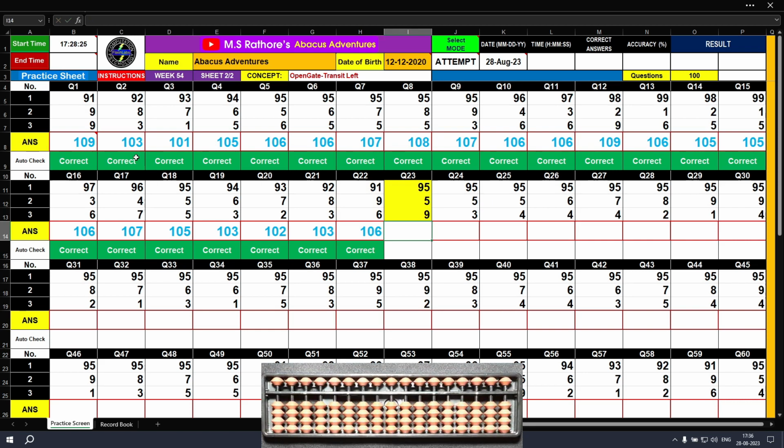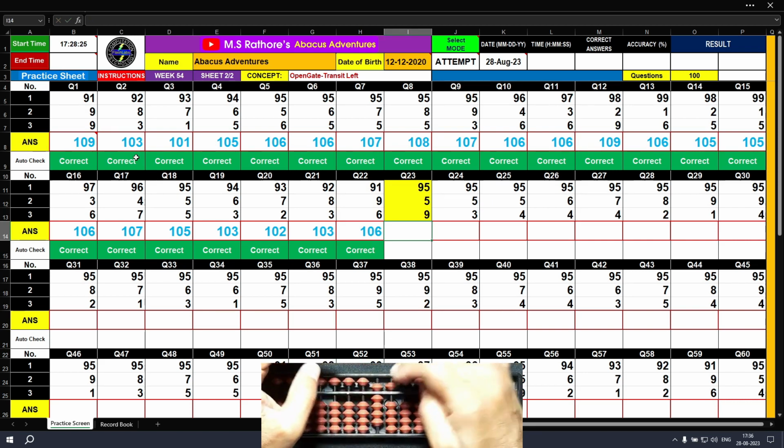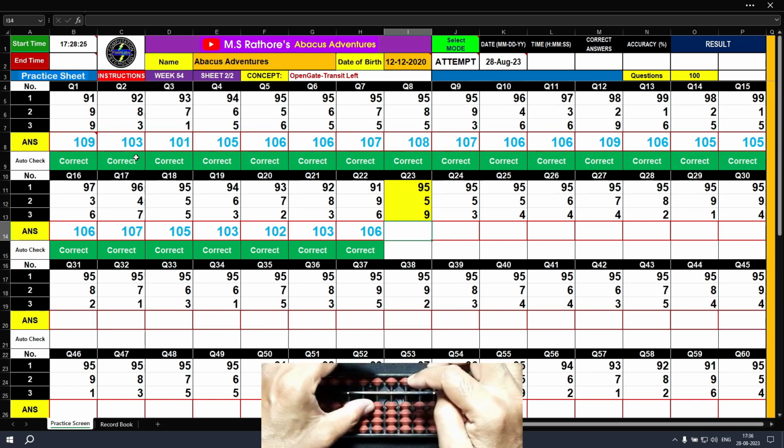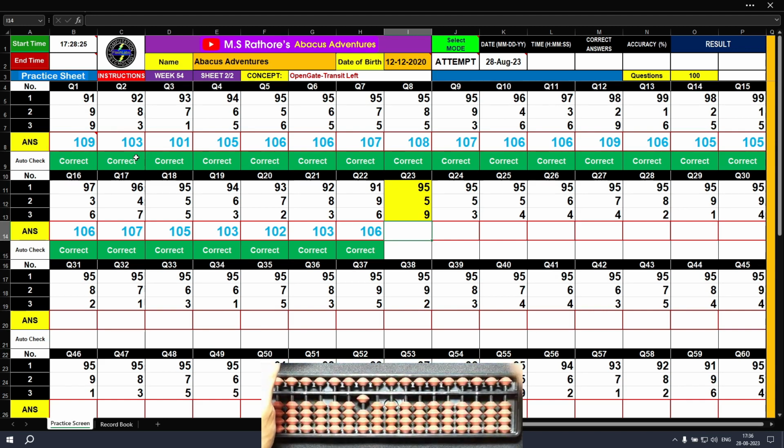Question number 23. Plus 90, plus 5, the answer is 95. Plus 5 equals minus 5, open the gate, plus 10, the answer is 100. Plus 9, directly the answer is 109.